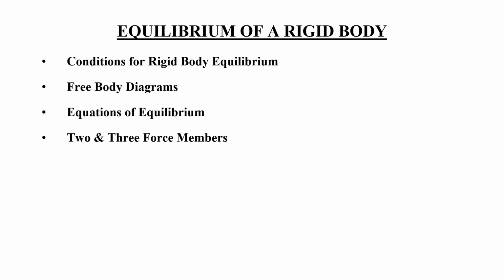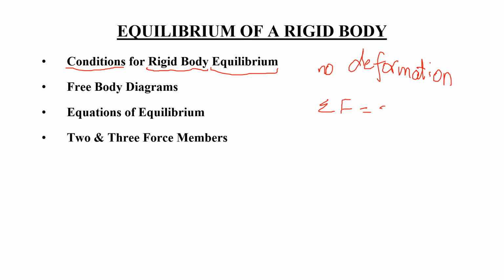So again, we will start with the conditions for rigid body equilibrium. You can see that there are two major conditions that are in the name. One, it should be a rigid body, and two, it should be in equilibrium. That means no deformation and no unbalanced forces. Net force is equal to net moment, which is equal to 0.